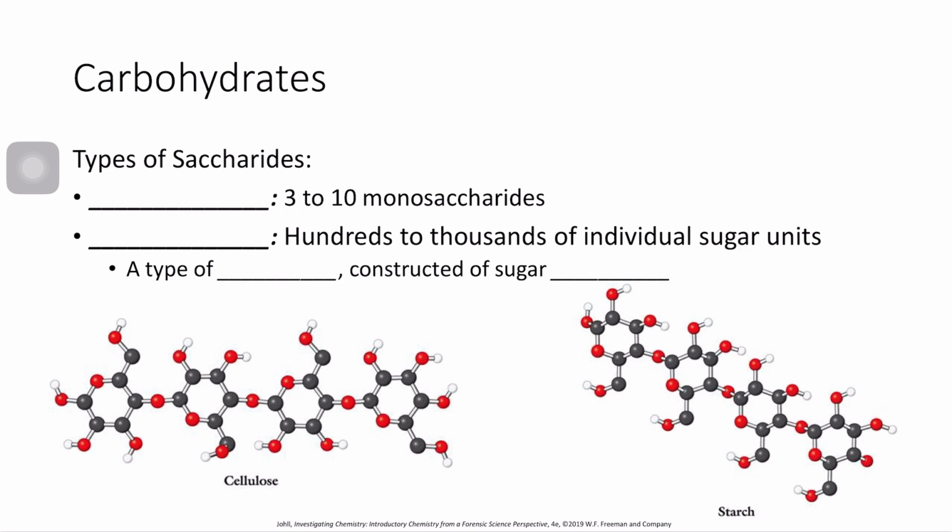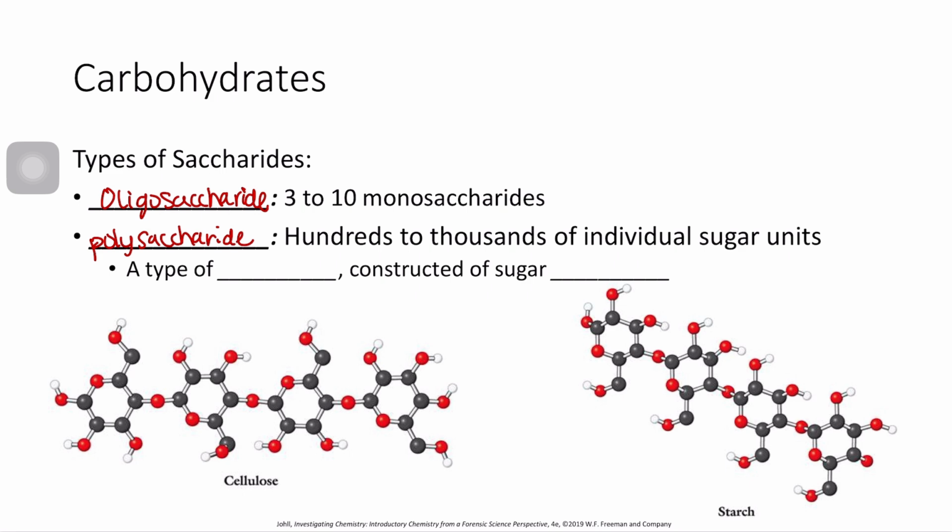Some other types of saccharides we have are oligosaccharides. And this is where we have 3 to 10 monosaccharides. And we can also have a polysaccharide, which can have even thousands of individual sugar units.